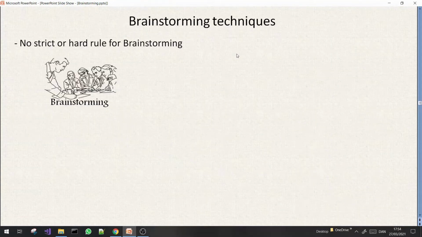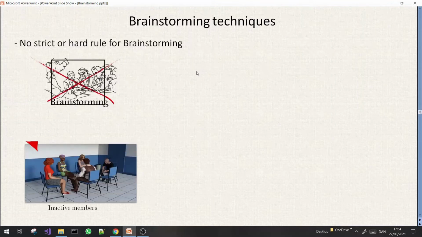Now let's talk about brainstorming techniques. First, there is no strict and hard rule for brainstorming. We can apply any method or any technique to extract the ideas. However, say the last brainstorming session was not very productive because the group members were inactive, they were not participating actively in the brainstorming meetings.